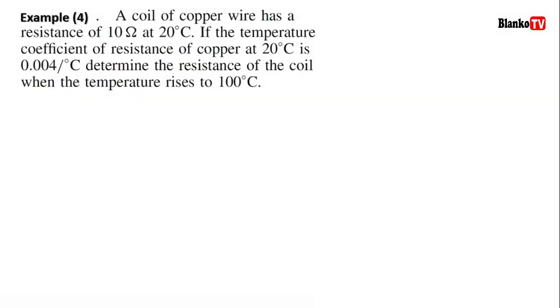A coil of copper wire has resistance of 10 ohms at 20 degrees Celsius. If the temperature coefficient of resistance of copper at 20 degrees Celsius is 0.004 per degree Celsius, determine the resistance of the coil when the temperature rises to 100 degrees Celsius.